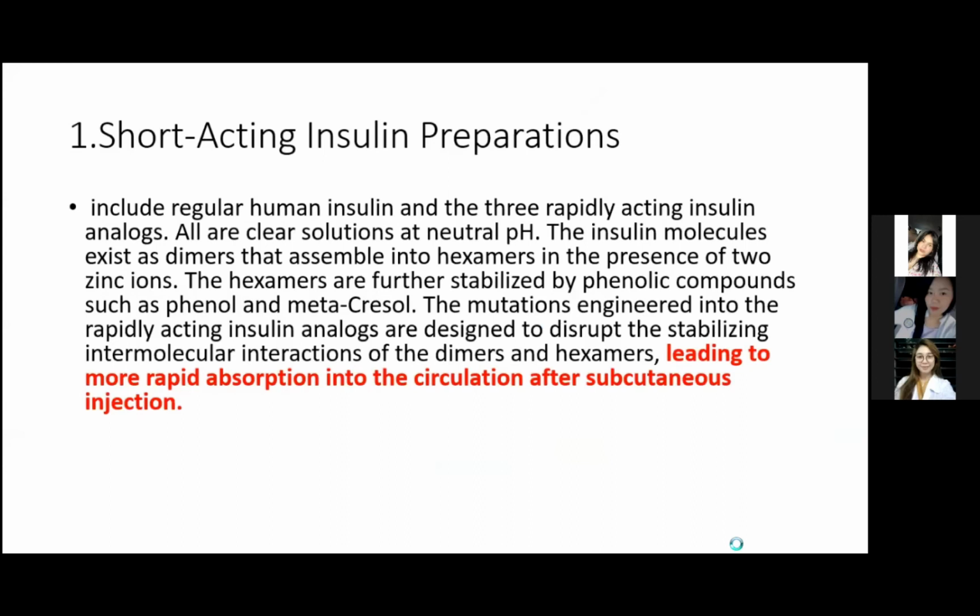And the two rapidly acting insulin analogs are clear solutions at neutral pH. The insulin molecules exist as dimers that assemble into hexamers in the presence of two zinc ions. The hexamers here are further stabilized by phenolic compounds such as phenol and metacresol. The mutations engineered into the rapidly acting insulin analogs are designed to disrupt the stabilizing intermolecular interactions of dimers and hexamers, leading to more rapid absorption into the circulation after subcutaneous injection.